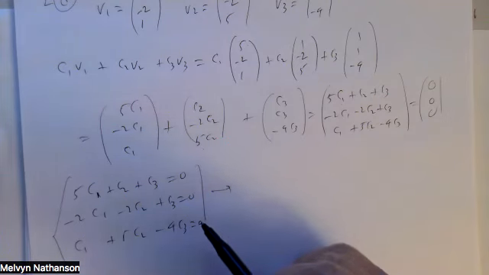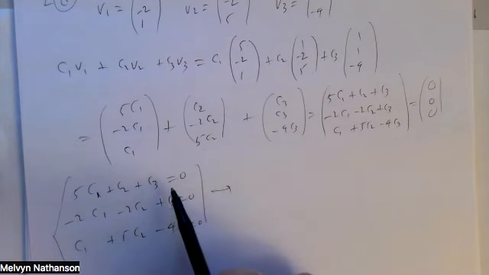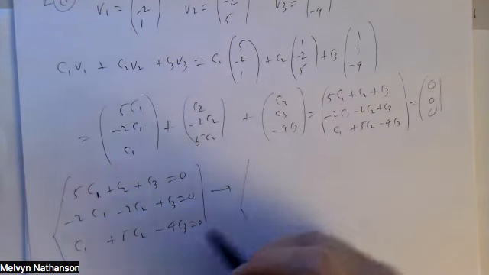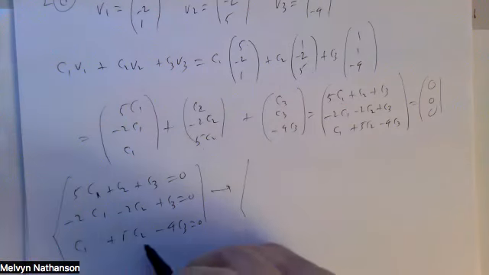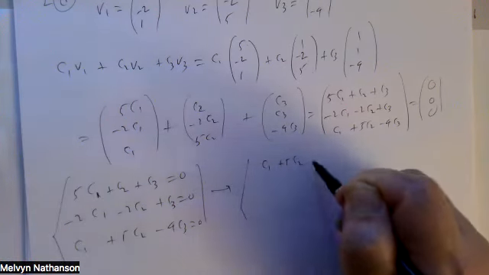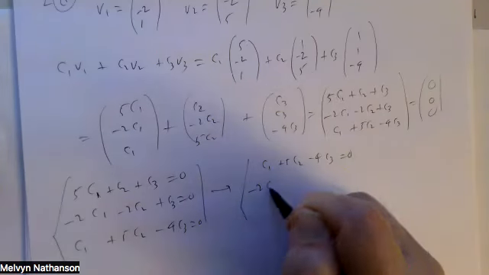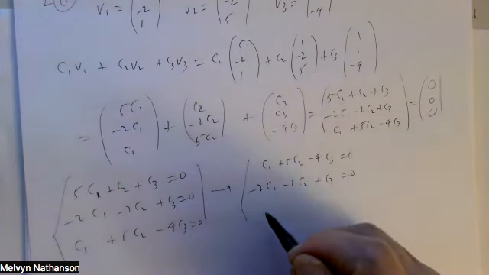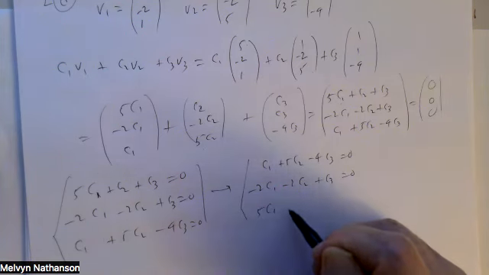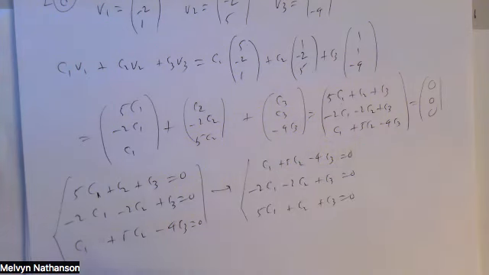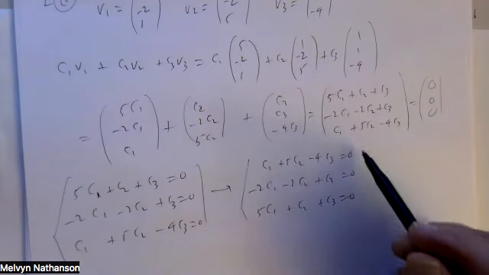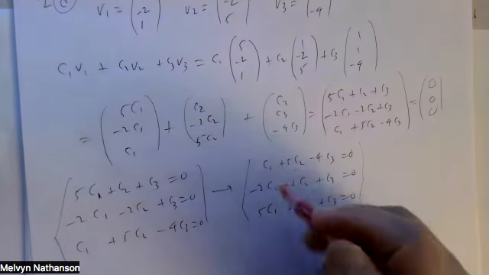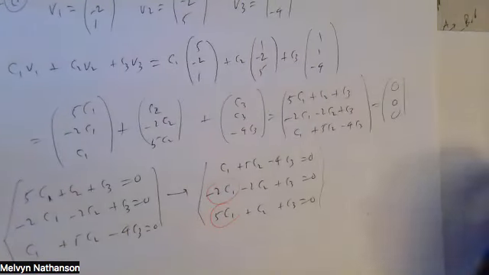I want the coefficient of C1 in the first equation to be 1. I could multiply this equation by a fifth and get some fractions. It's easier because you're allowed to interchange equations, so I interchange equations 1 and 3. So the third equation is here. The second equation doesn't change. And the third equation is now what had been the first equation. And then what do I want to do next?